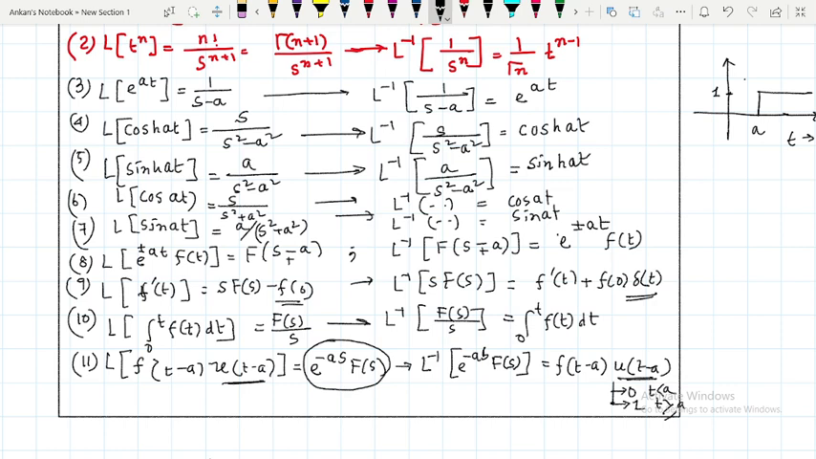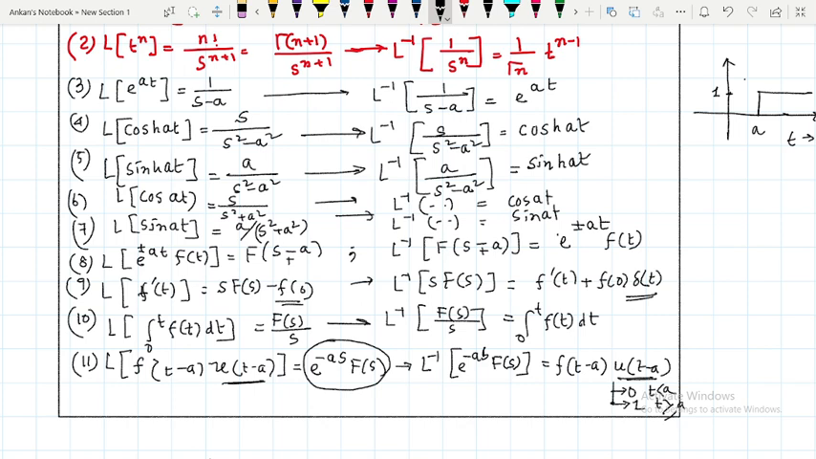I think these are enough for our purpose. So next I will show you how to solve the differential equation with the help of this Laplace transform.